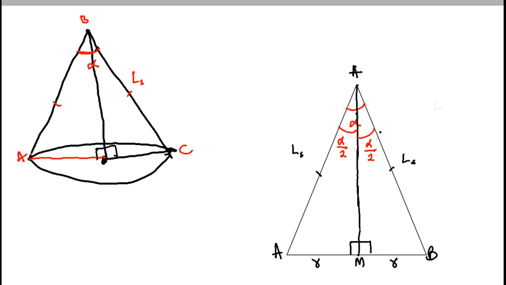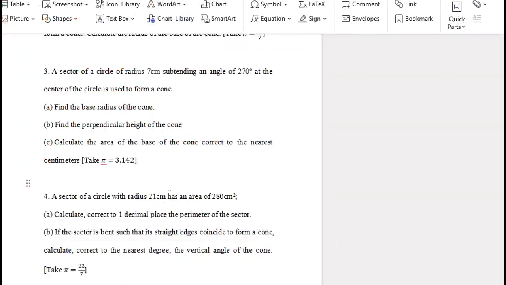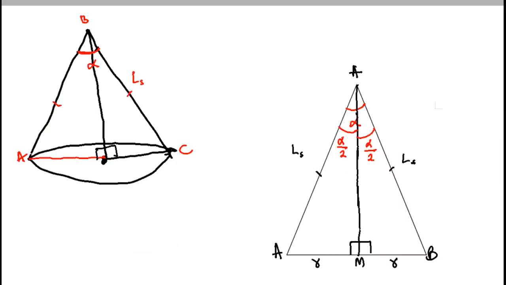Yes. And so, what's next now? To get the vertical angle alpha, let's get some information we need from the question. From the question, we are told that a sector of a circle has radius 21 cm. So the radius of the sector, that is my capital R, will now become my slant height, as we always do.